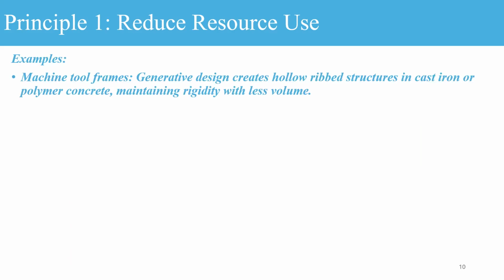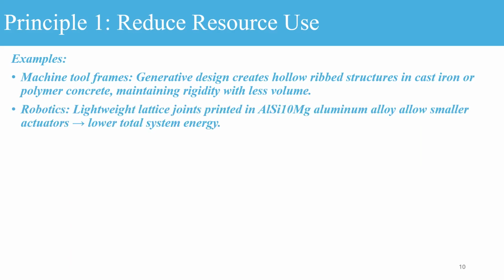So some of the examples here are the machine tool frames, where the generative design creates hollow ribbed structure in cast iron or polymer concrete, maintaining rigidity with less volume. Another example is in robotics, where lightweight lattice joints are printed in aluminum, silicon, magnesium, aluminum alloy, and they allow smaller actuators, which lower the total energy system.